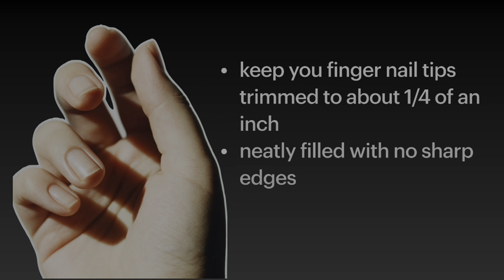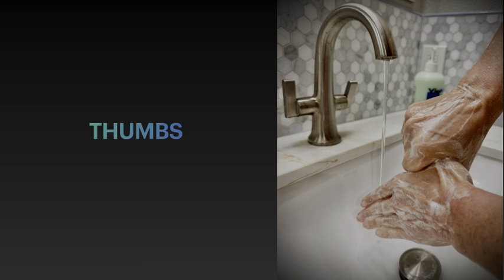After that, clean under the nails by using rotational rubbing backwards and forward motion with clasped fingers of the right hand in the left palm, and repeat the same for the other hand. A little reminder here. Keep your fingernail tips trimmed to about 1/4 of an inch, and they should be neatly filed with no sharp edges.